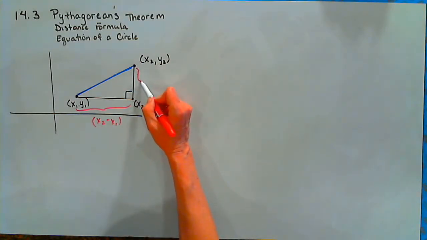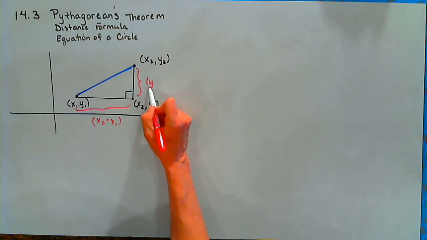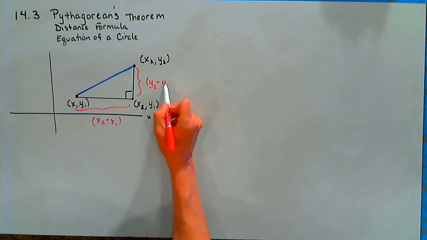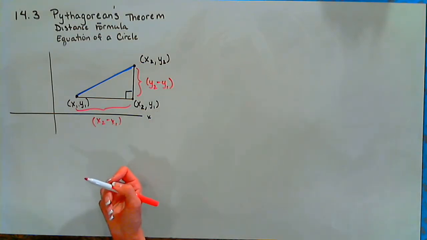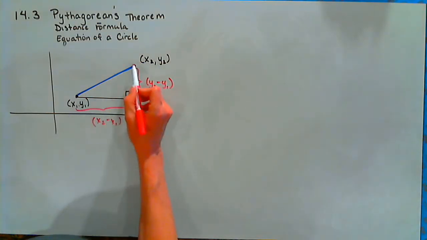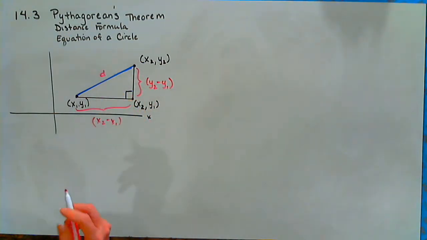Similarly, in the y direction, how far apart are these y values? Take the larger value and subtract the smaller value, or just find the difference between them. So now we have our 2 side lengths. So the question is, how do we find this distance? I'll just call it d for distance.